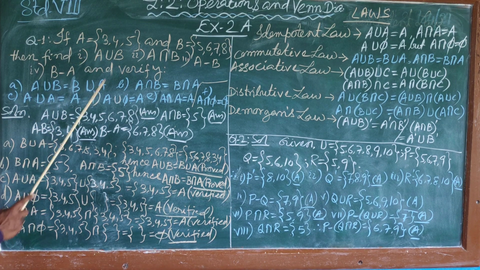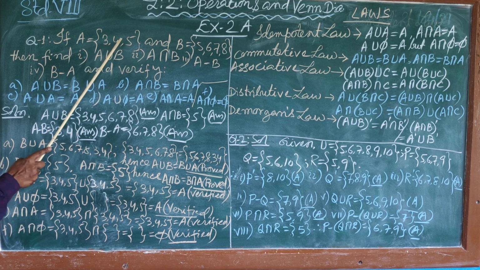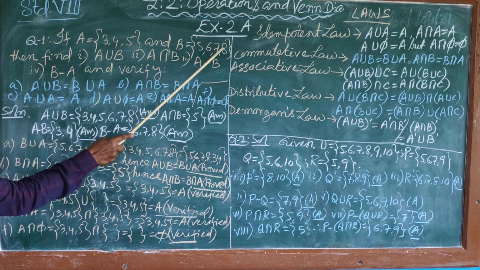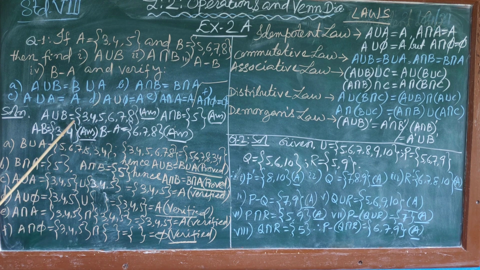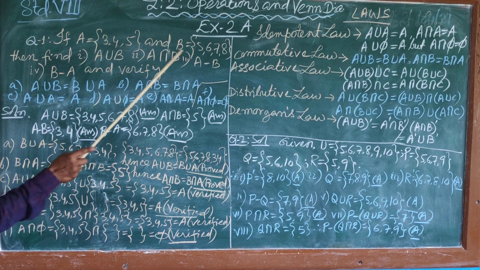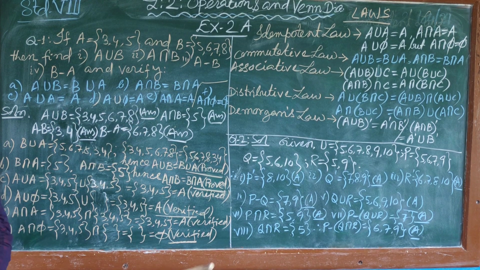So A union B will be 3, 4, 5, 6, 7, 8. 5 is common in both, so you cannot repeat it. So 3, 4, 5 one time only, then 6, 7, 8. You combine the elements of both sets together, but without repeating. 5 is repeating, so giving 5 once, all the elements together will be A union B.